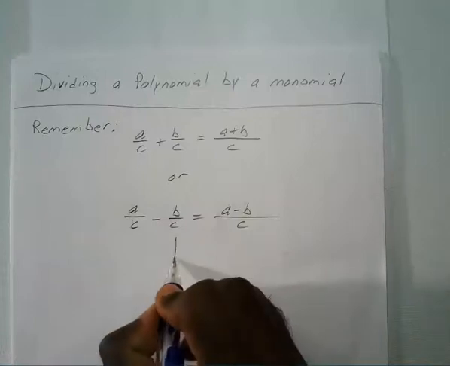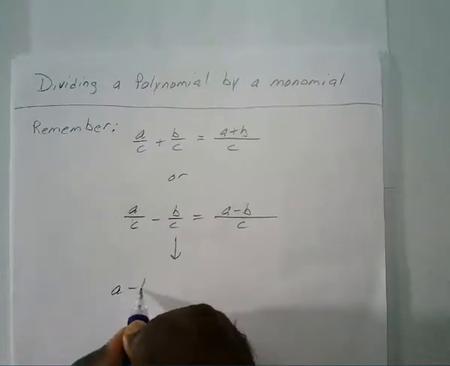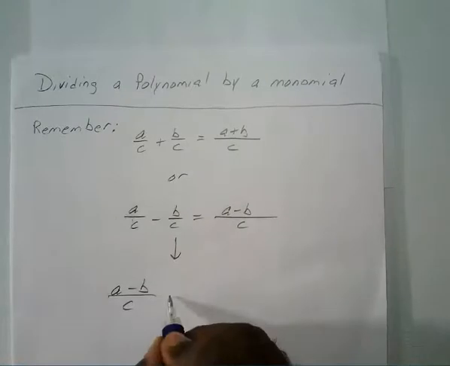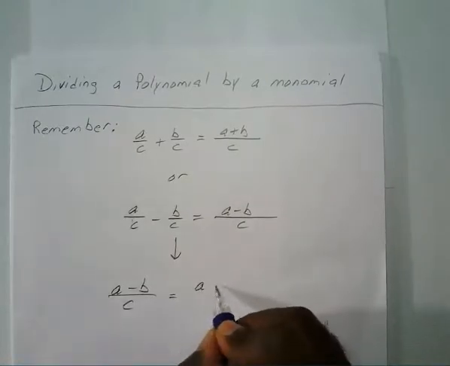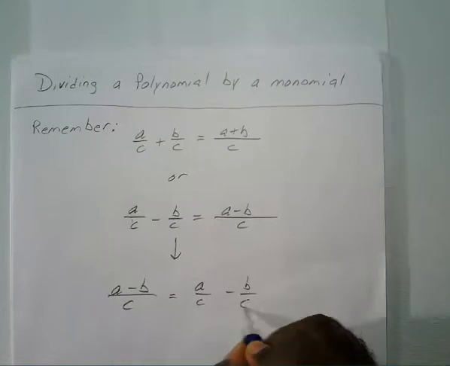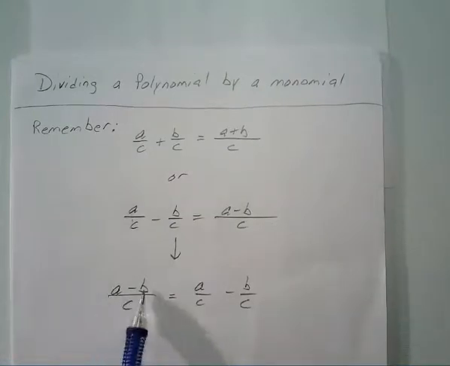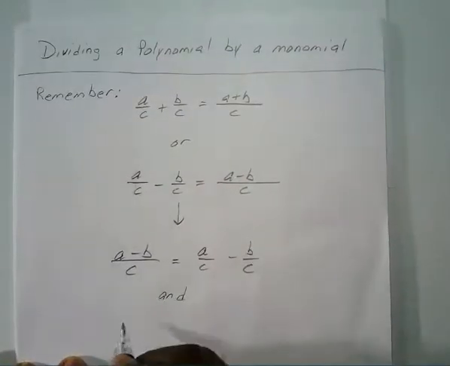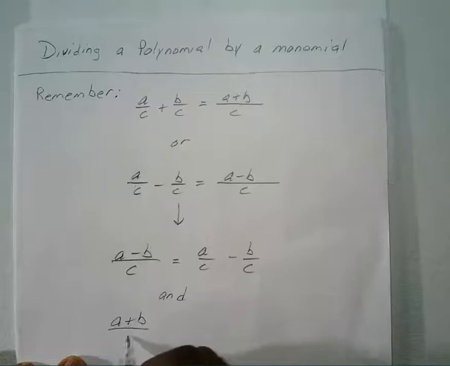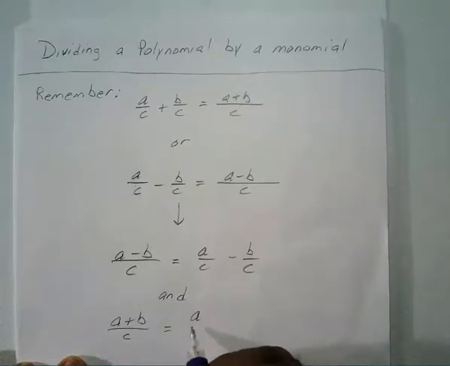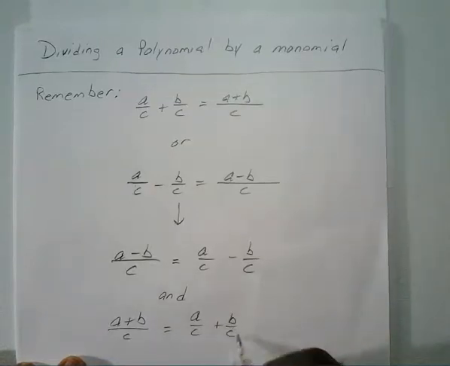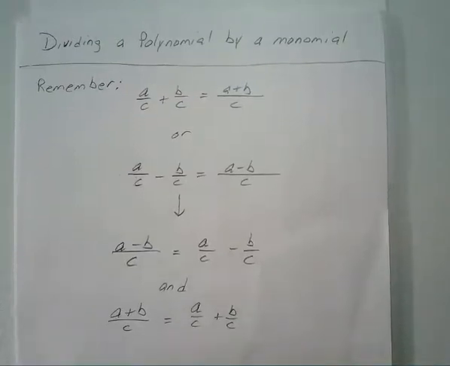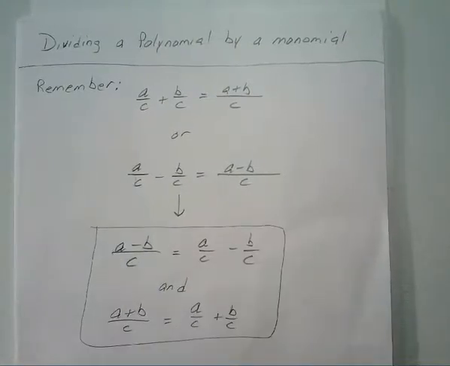So if you have a minus b over that denominator, you could have it as a over c minus b over c. You can just split that denominator between both terms up top. And same thing with addition. A plus b over c is equal to a over c plus b over c. Now, dividing a polynomial by a monomial, these two rules are what we'll be using.